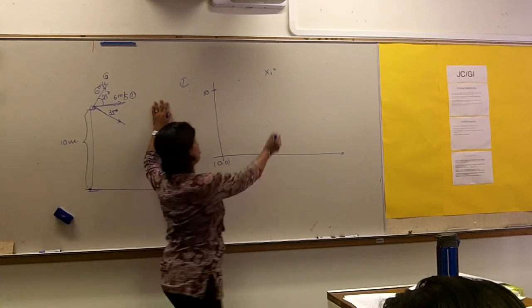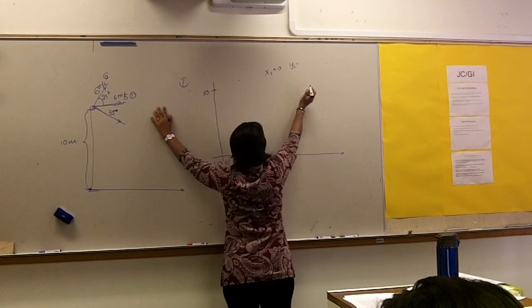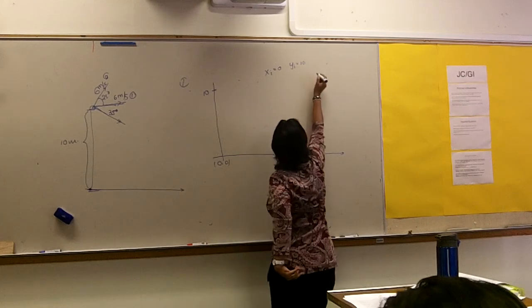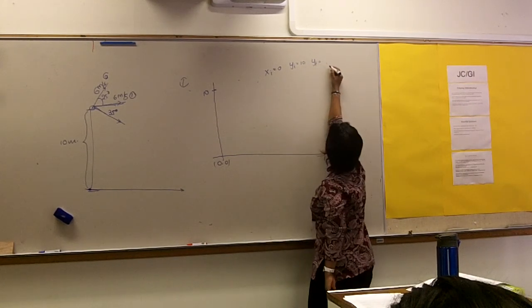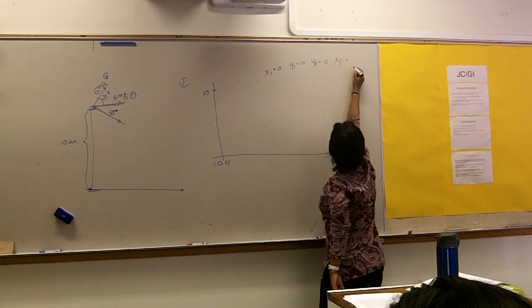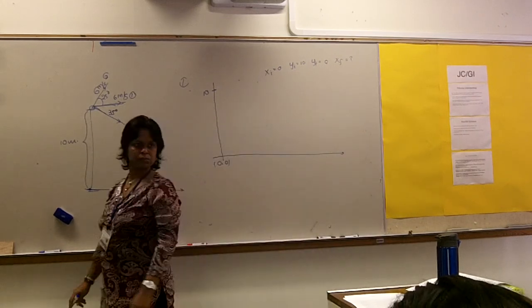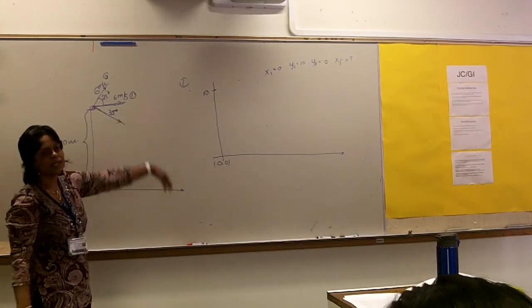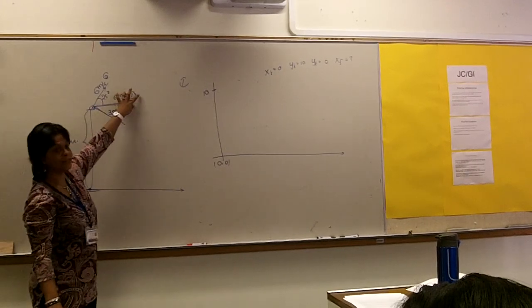xi is 0. yi is 10. y final is 0. x final? We don't know where it's going to land. When you write these things down, I don't think it's going to be very hard. We are only doing the very first one.